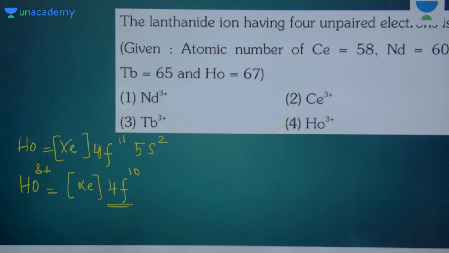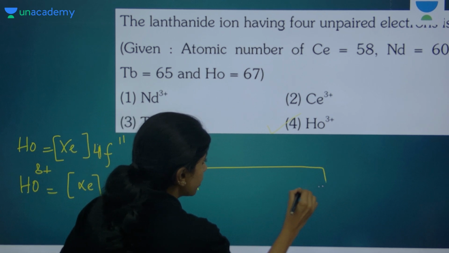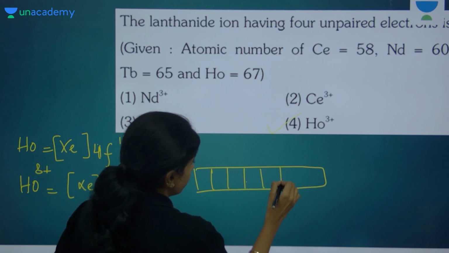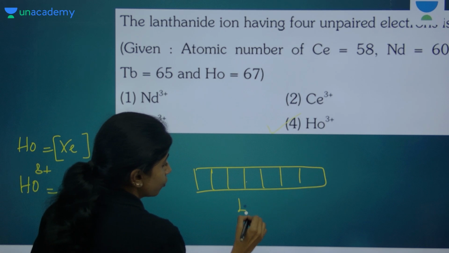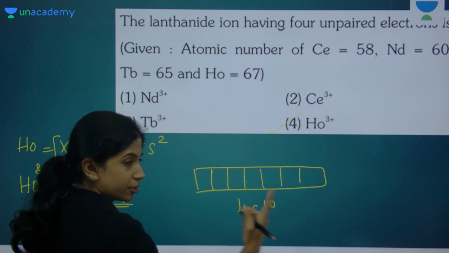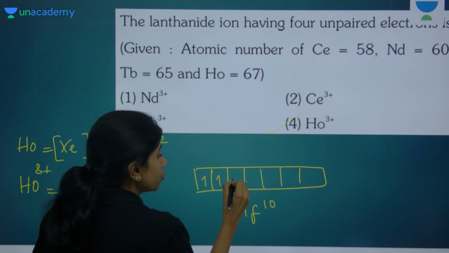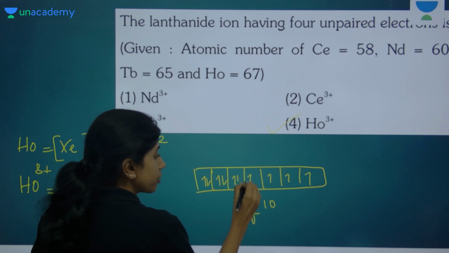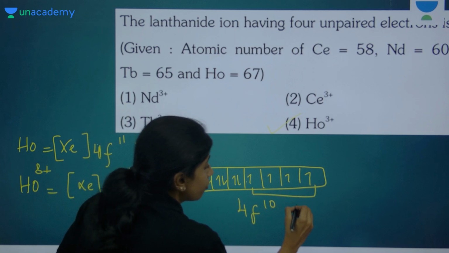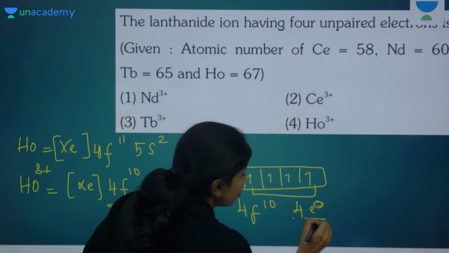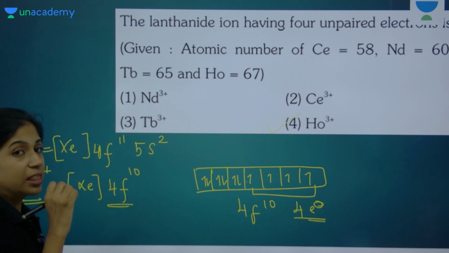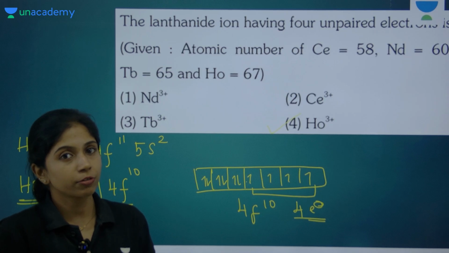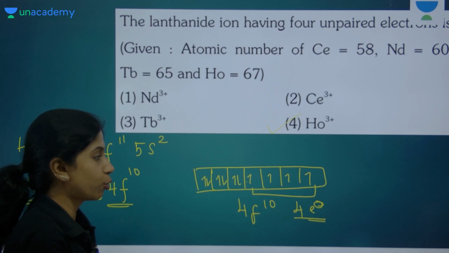So in the 4f orbital we have 10 electrons. The 4f orbital has 7 orbitals, and we have 10 electrons. First fill singly, 1, 2, 3, 4, 5, 6, 7. Next 8, 9, 10. So what are we left with? We are left with 4 unpaired electrons. For this type of question, the electronic configuration is very important. Even for f block elements, knowing the electronic configuration of both lanthanides and actinides is very important.